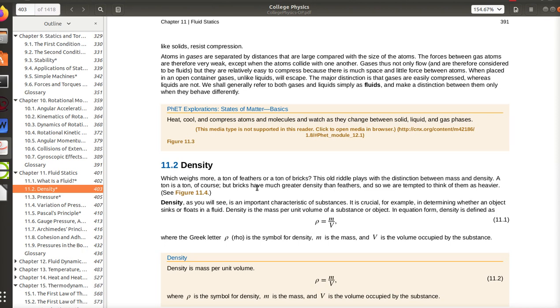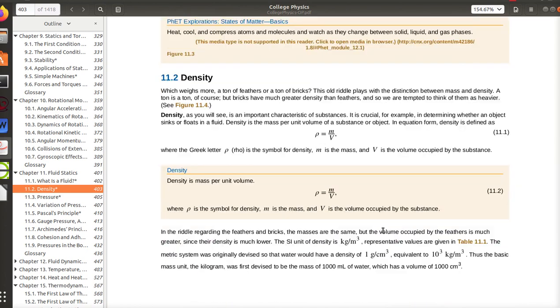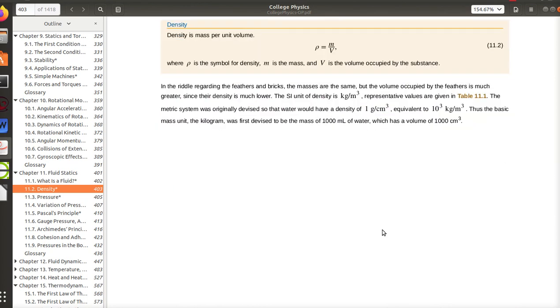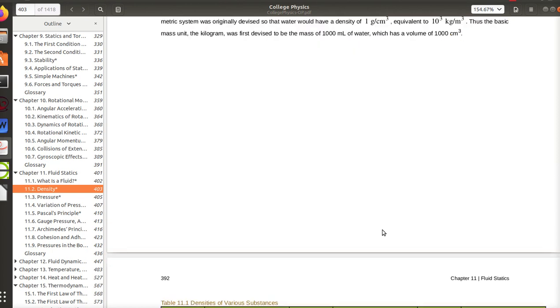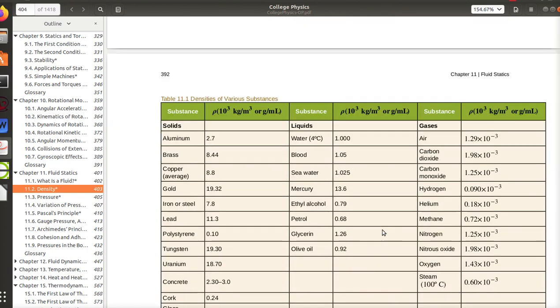Density is an important concept. Density is defined as mass per unit volume. So if you've got so much mass and so much volume, then density is that mass divided by that volume. And that's used quite a lot. And the symbol is the Greek rho, and then here are some densities of various substances.